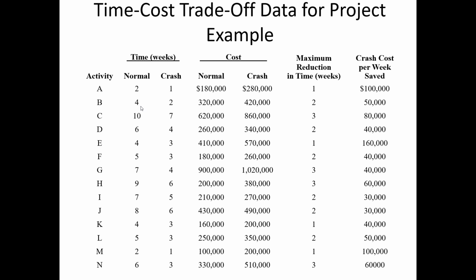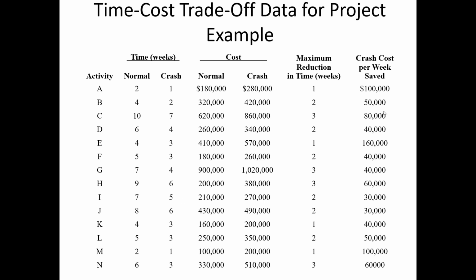For B, it normally takes 4 weeks. We can take as little as 2 weeks, and so 4 minus 2 gives us the reduction of 2 weeks. C's normal time is 10 weeks. The shortest amount of time it could possibly take is 7 weeks. 10 minus 7 means that we can reduce how long C takes by a maximum of 3 weeks.